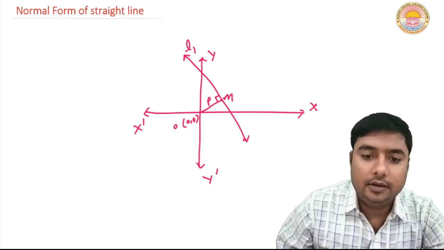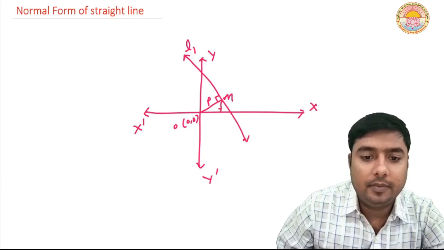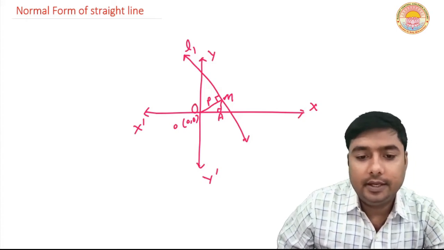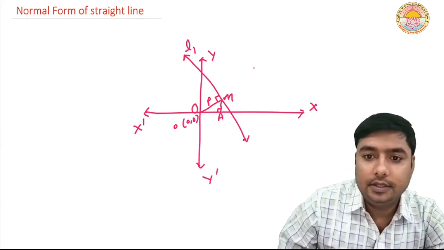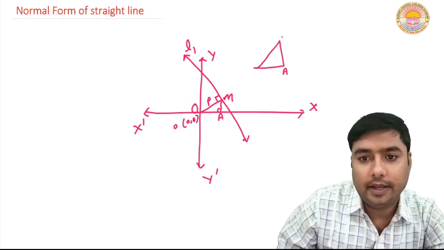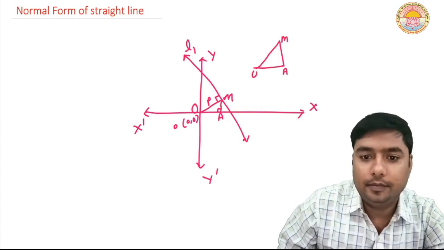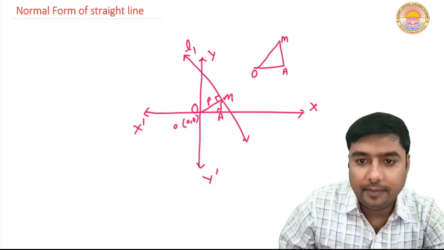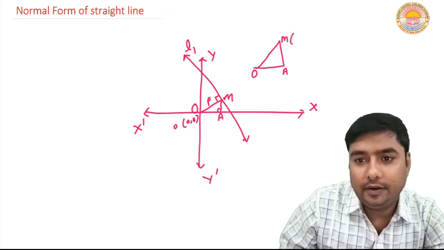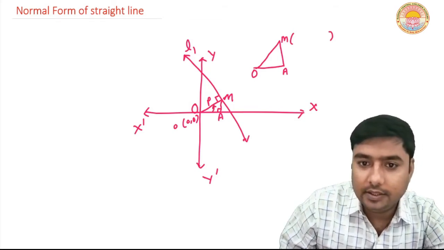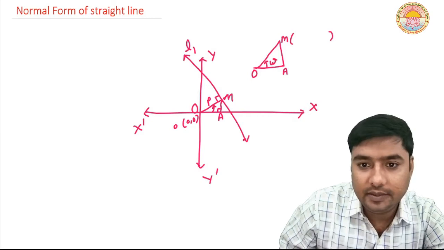Now we can draw another perpendicular. This point is say A, and the origin is represented by O. Here the triangle is A, M and O. Now what do we want? We want to find the coordinate of M. Here the given angle is omega, it is represented by omega.